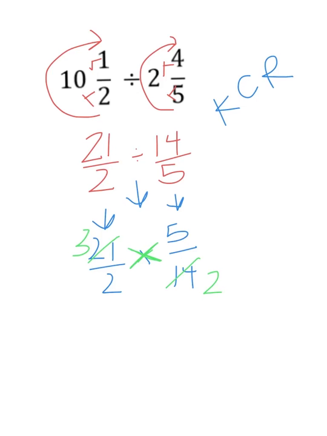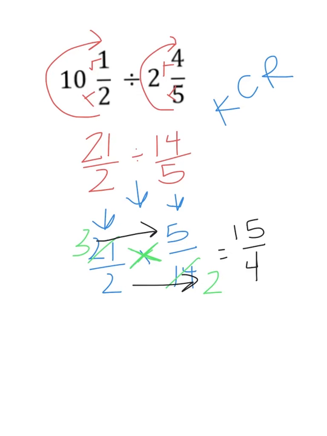So I'm finally ready for my last step of multiplying across. So straight across the top, 3 times 5 is 15. And 2 times 2 is 4. So I'm getting 15 fourths for my answer, but I need to change it back into a mixed number so that it's simplified all the way.